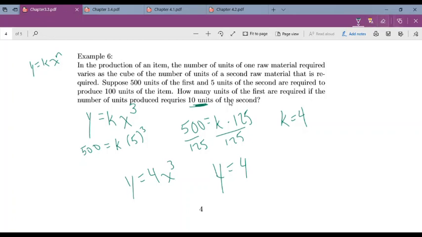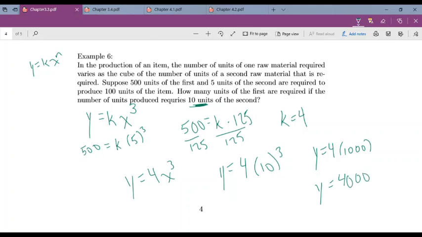Let me rewrite that y because it's very ugly and it kind of looks like a 4. So y equals 4 times 10 to the third. Alright, so 10 to the third, 10 times 10 is 100 times 10 is 1,000. So y equals 4 times 1,000. Therefore y equals 4,000.